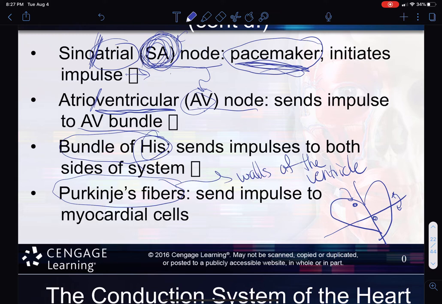So that's why after the SA node fires, it talks to the AV node, but then the AV node has some paths that it has to take before it can finally actually tell the ventricles to contract. So some time has lapsed so that there's enough time for enough blood to actually fill into the ventricles. And so that's why we have these bundles that we need to learn. So AV node to AV bundle, then bundle of His, and then finally Purkinje fibers.